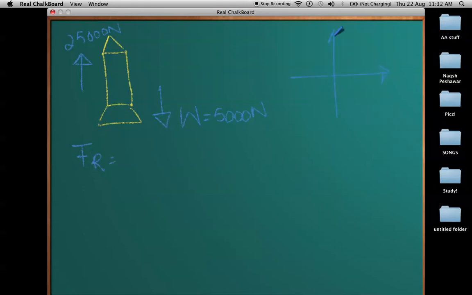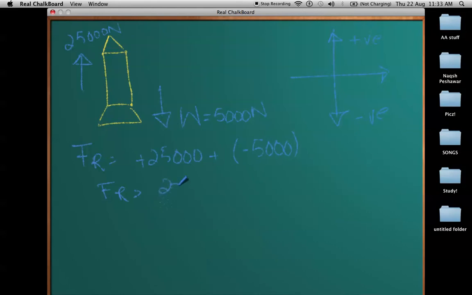So for the resultant force, we know that this is our axis. Let's take the one going upwards as positive, and the one going downwards would be negative. So the resultant force is simply the sum of the two forces. This one would be positive since it's pointing upwards. So this would be plus 25,000, plus, since it's a sum, minus 5,000 since this force is acting downwards. So I think we know now how to calculate the resultant.